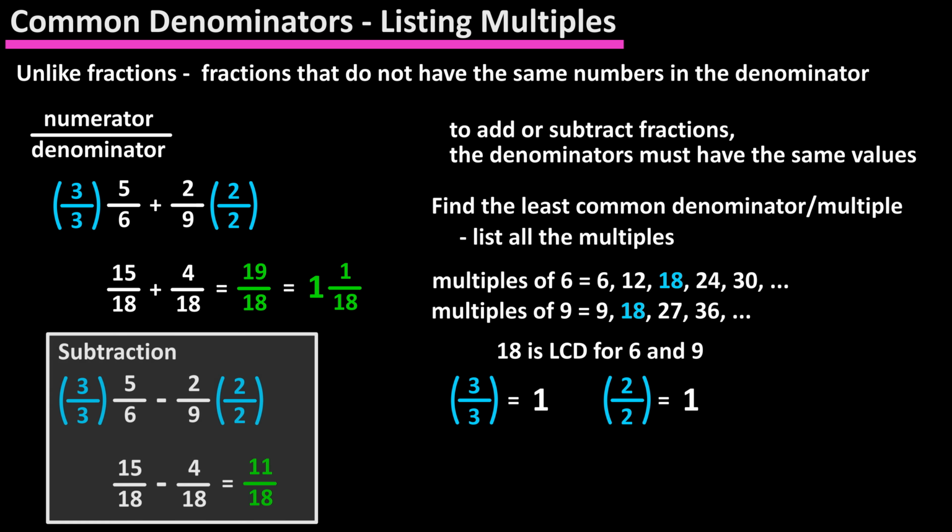We would use this same method for subtracting fractions. For instance, using the same fractions, 5 over 6 minus 2 over 9. Again, list out the multiples for each of the denominators to get a common multiple of 18. Convert the fractions to 15 over 18 minus 4 over 18, which gives us a final answer of 11 over 18, which can't be reduced any further.